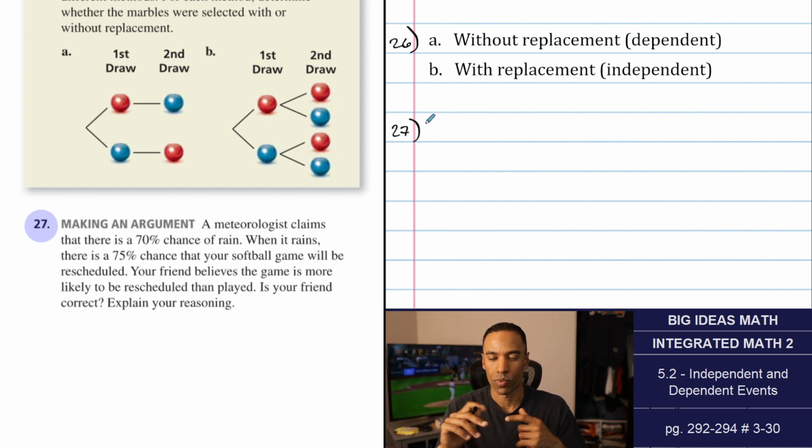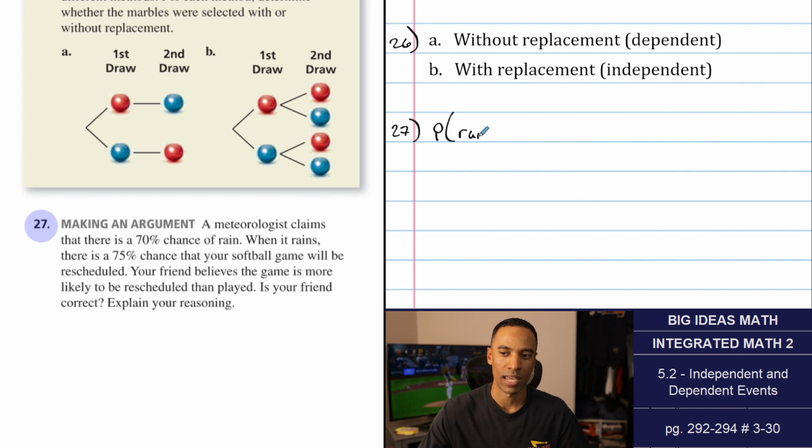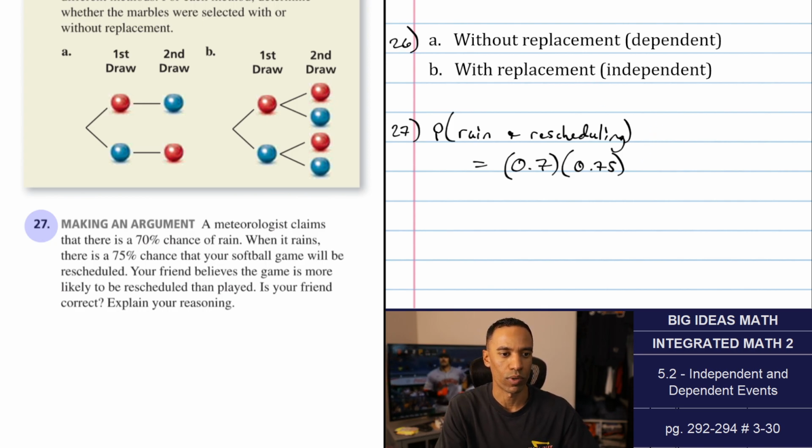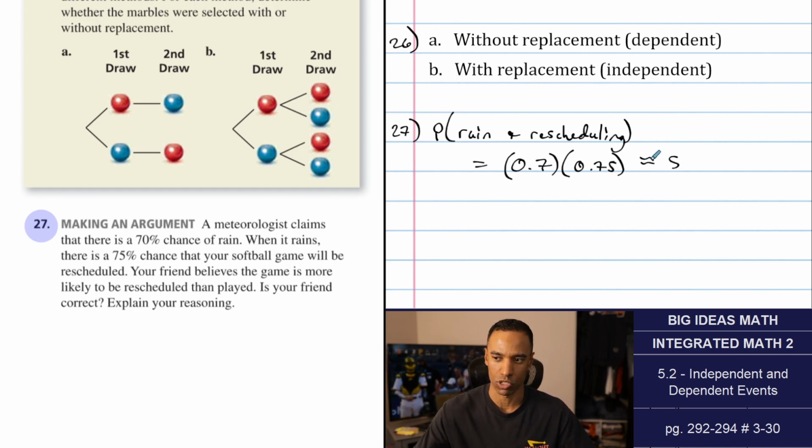If there's a 70% chance of rain, what we're trying to find is the probability of rain and rescheduling. So it's a dependent event in that your probability of being rescheduled is based on the probability that it's going to rain, but that's already factored into this. So 70% chance, we're going to multiply these. We're going to take the probability of rain, 70%, and multiply the probability of rescheduling given that it rained. That's the 75%. We're going to multiply those two. Now, when you multiply those two, you get a value. What's 70% of 75%, right? That's 75% of 70%. It's 0.525.